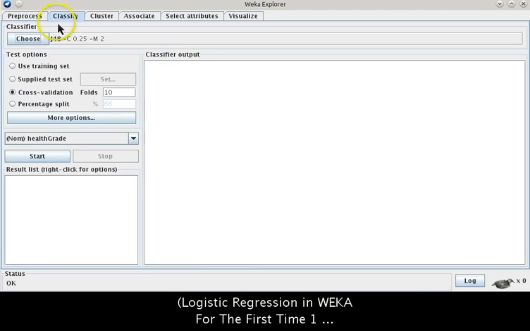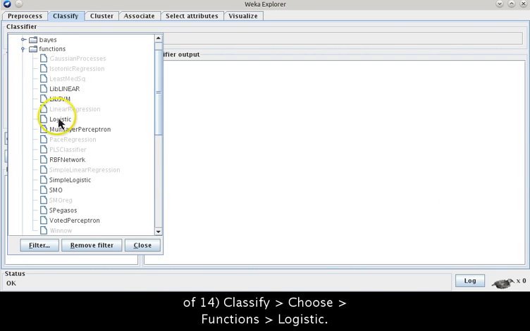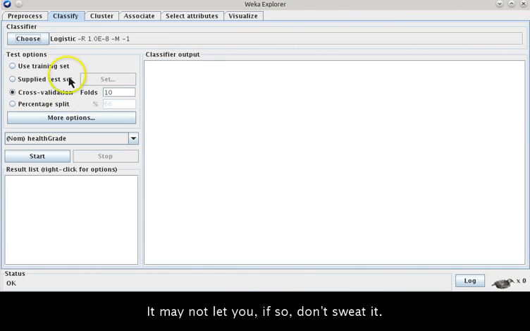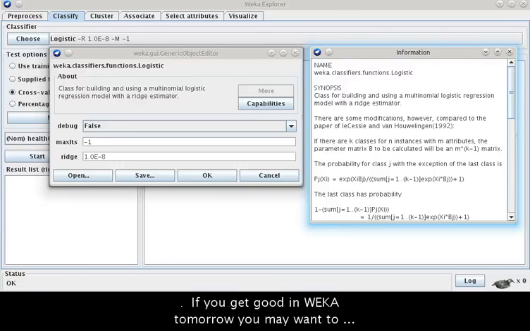Classify, choose, functions, logistic. In some cases it may not let you at first. If so, don't sweat it. Later on, that's one of the things we're going to learn about Weka. You may be wondering what logistic regression is, but not able to understand what it says when you right-click for its properties. If so, it's a highly regarded classical statistical technique for making predictions. If you get good in Weka tomorrow, you may want to train a logistic regression formula so it can learn with increasing accuracy to predict something.